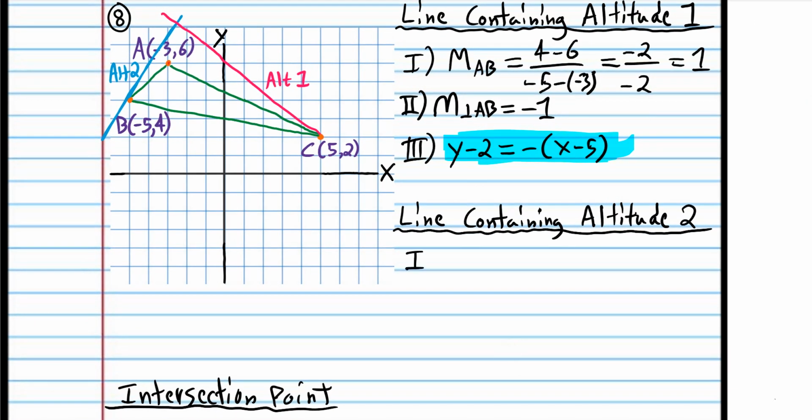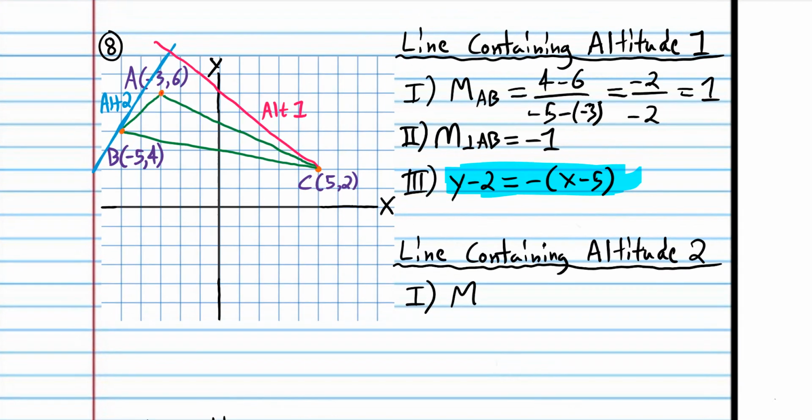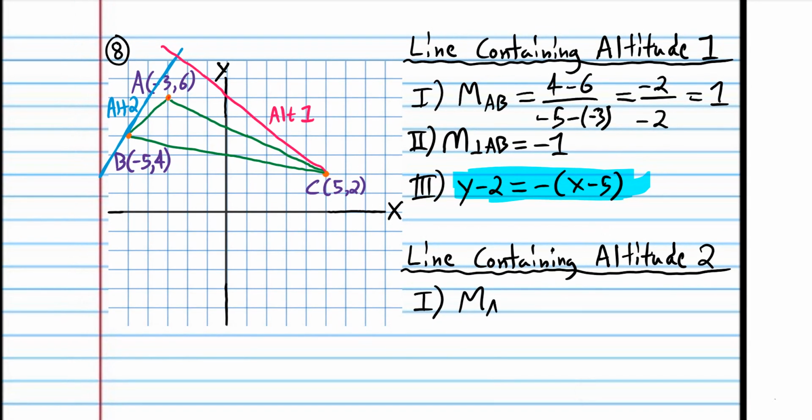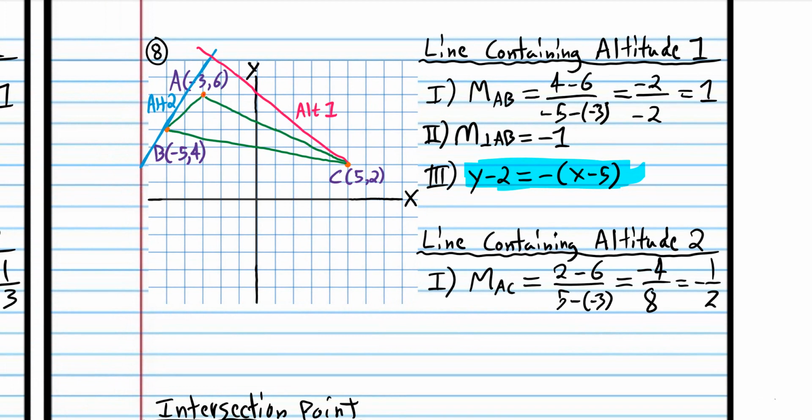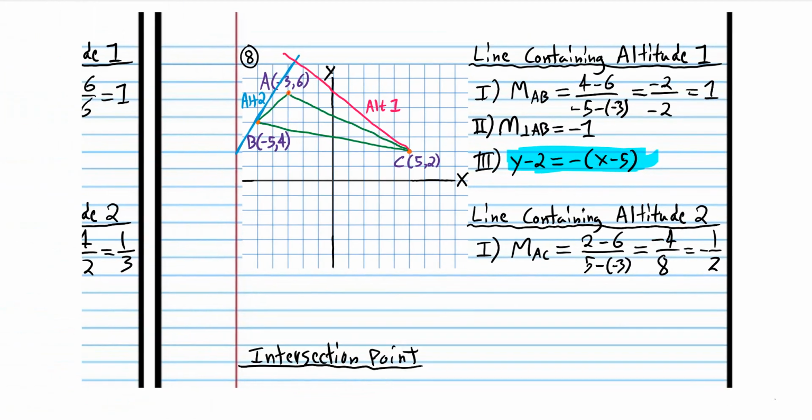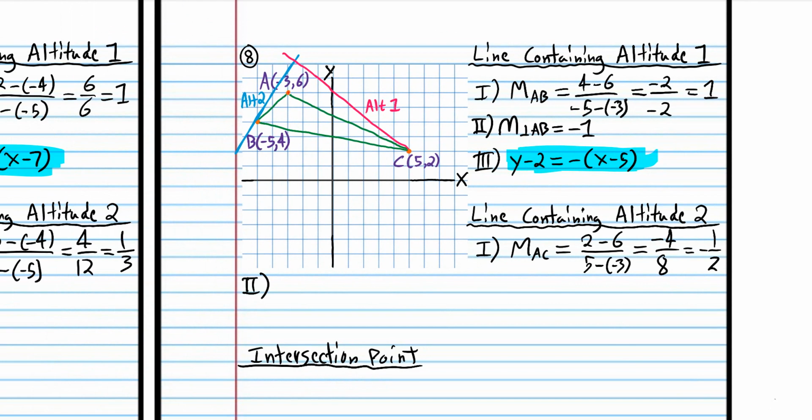And now we're going to do the same thing for altitude 2. The corresponding base for altitude 2 is AC. So we're going to find the slope of AC. Using C as point 2, we have 2 minus 6 over 5 minus negative 3. And we have negative 4 over 8, which becomes negative 1/2. So now we have to find the slope of the line perpendicular to AC. That would just be the opposite reciprocal, which is 2.